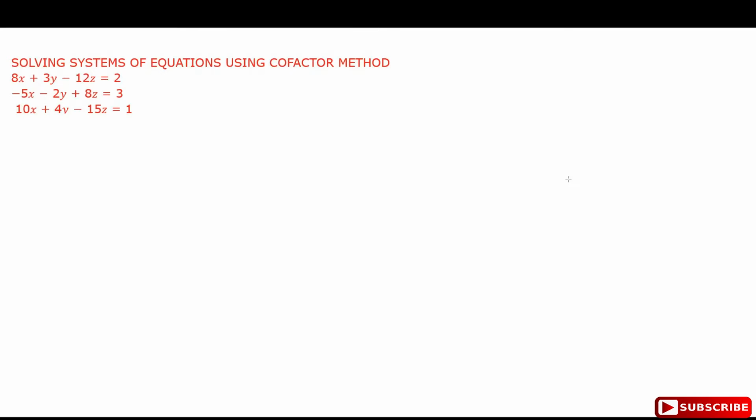All right, so the very same question, we're going to do it another way. We're going to do it using the cofactor method or the inverse method. To do it using the inverse method, the first thing we need to do is find the determinant of the matrix by writing it in matrix form. So we're going to write this question in matrix form.